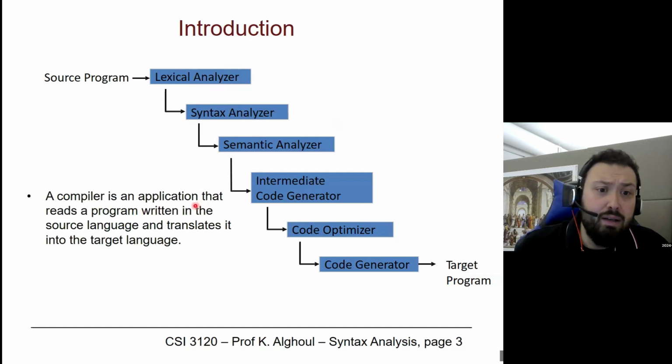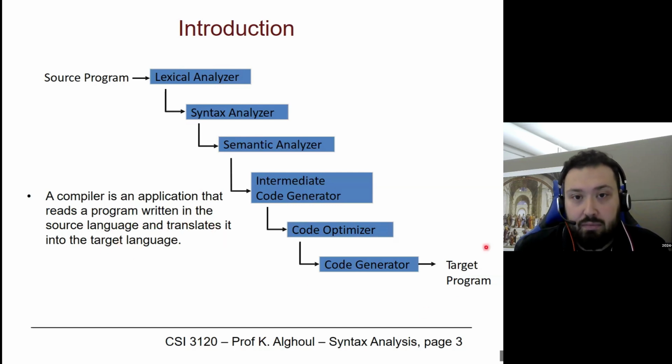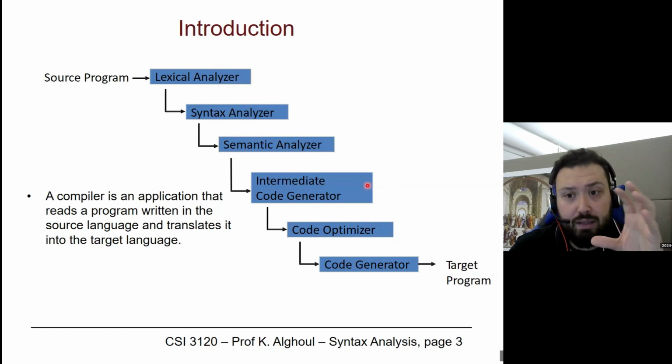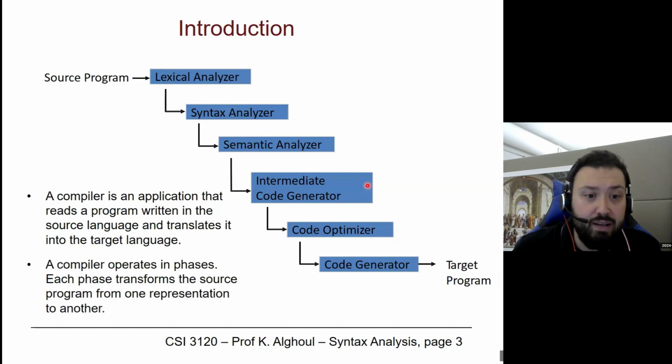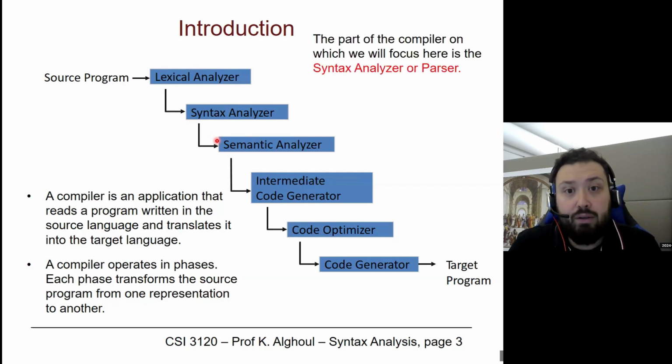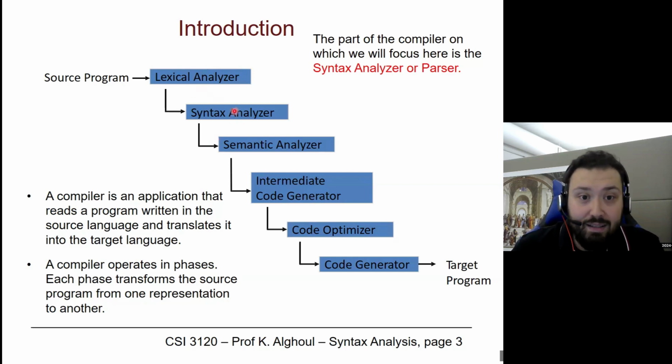A compiler is an application that reads a program written in a source language and then translates it into the target language. That's the target language, which is the machine language. Now, also, we said the compiler operates in phases, and each phase transforms the source program from one representation to another. We'll start with the lexical analyzer. It feeds into the syntax analyzer and then feeds the semantics and so on. Now, the part of the compiler on which we'll focus today is the syntax analyzer, or the parser. So we're going to talk about the difference between the two.